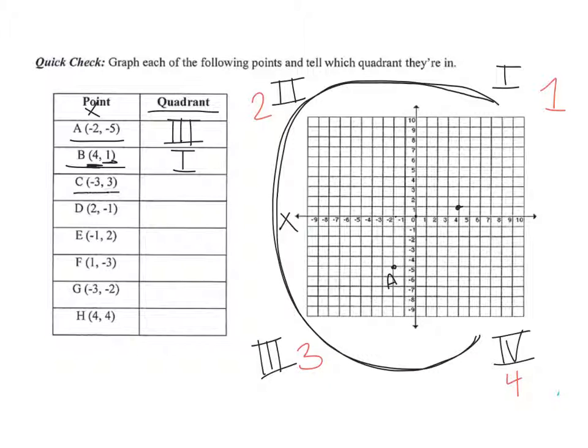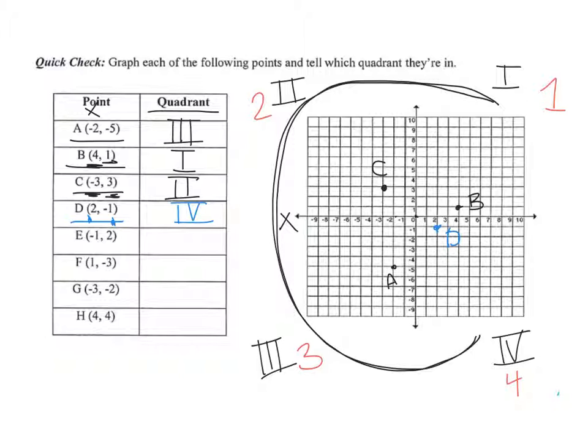C is -3, 3. So I need to go left 3, up 3. So from the origin, left 3, up 3. It's right here. So I'm going to call that C. Oops, I forgot to label this one too. That's B. C is in quadrant 2. D, I'm going to go right 2, down 1. So I go right 2, down 1, and I label it D. This is in quadrant 4.